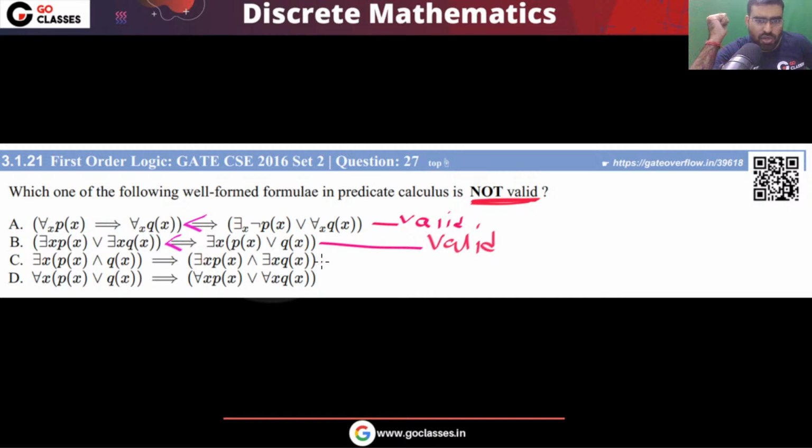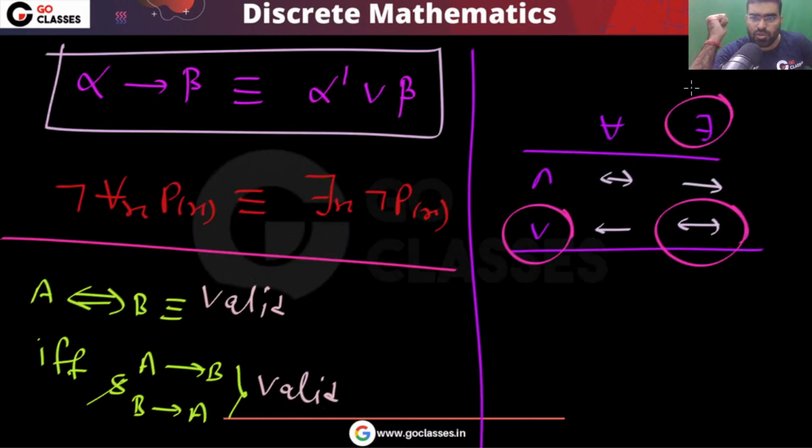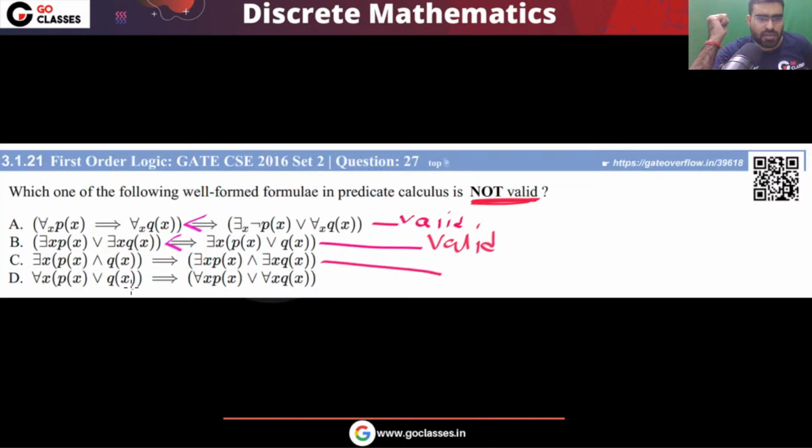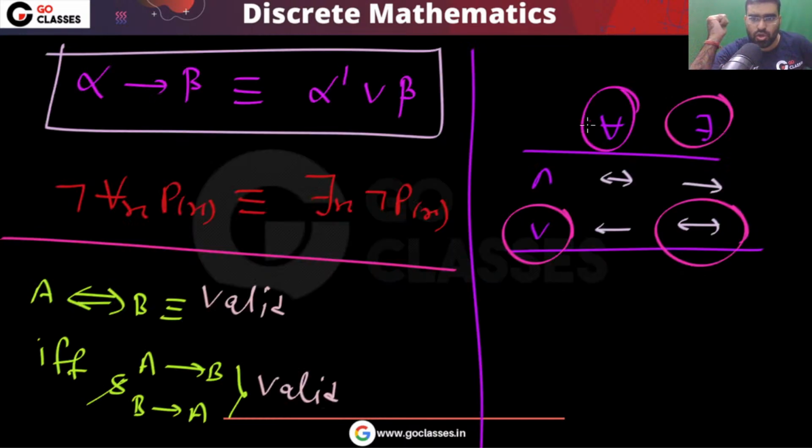In the next question, you can apply the table. What is the table telling you? The table is telling you that this existential quantifier, in the case of AND, will go from compact to expanded. So this is valid. Okay, what about this one? In the case of universal quantifier, in the case of OR, it will go from expanded to compact.